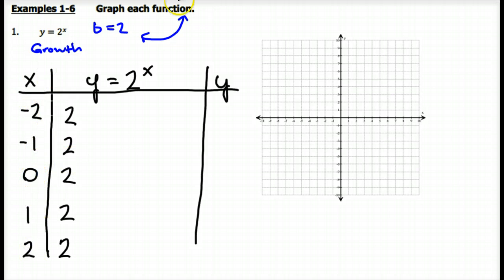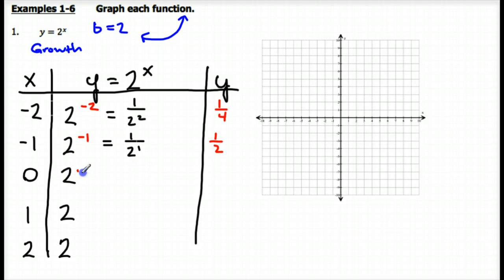Okay, so here we have 2 to the -2 power, and I'm going to do some work here in the middle. We know from our unit of study on exponents that 2 to the -2 power is the same as 1 over 2 squared, okay, which gives me 1/4. So when I have a -2 as my input, my output value, my y value is 1/4. Okay, then I'm going to plug in a -1 for x. So now I have 2 to the -1st power. 2 to the -1st is the same as 1 over 2 to the 1st, which is 1/2.